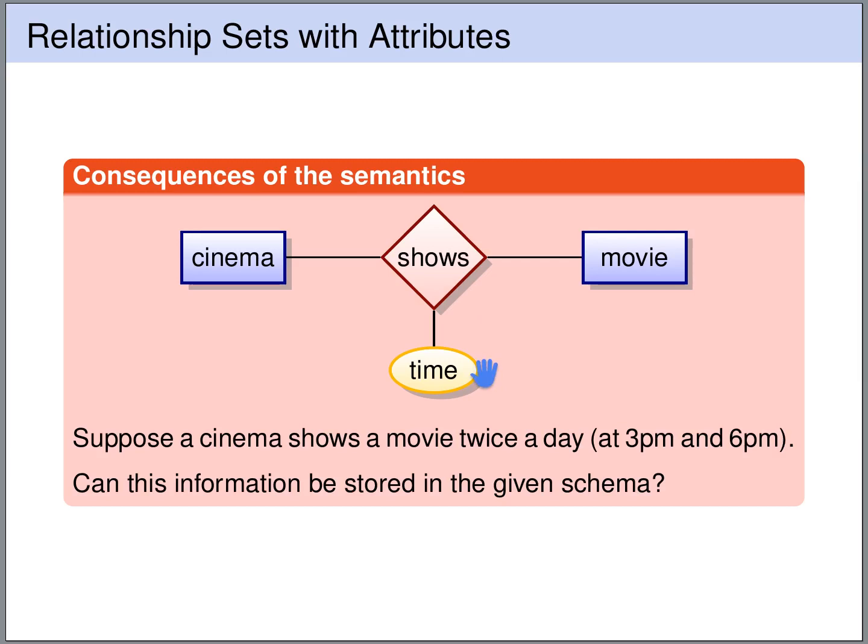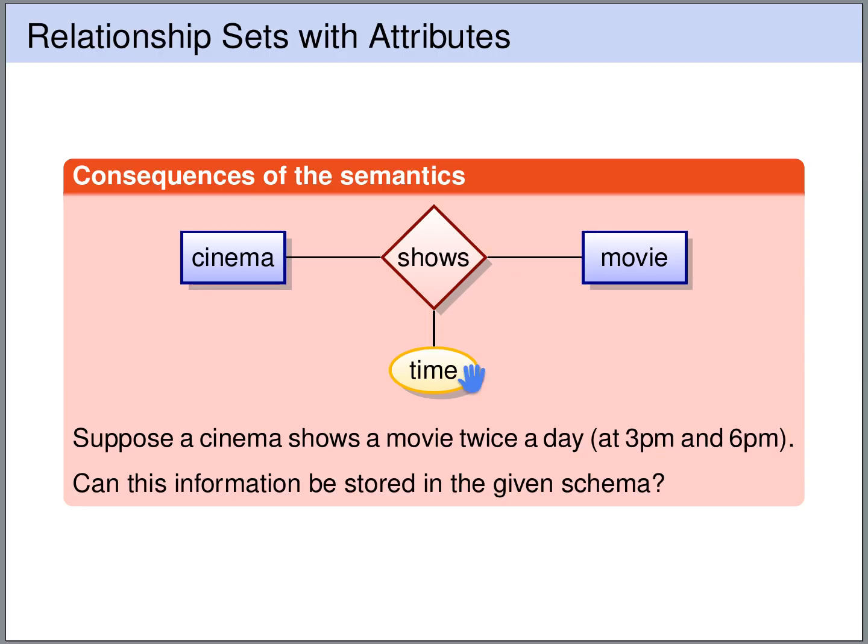Now, we of course have cinemas that show certain movies more than once a day, let's say at 3 and at 6 p.m. And the question is, can this information be stored in this schema? And the answer is no. Because the value of the attribute time is functionally determined by the participating entities. So it's functionally determined by the cinema and the movie. So if I tell you the cinema and the movie, then there's only one time at which the movie can play.